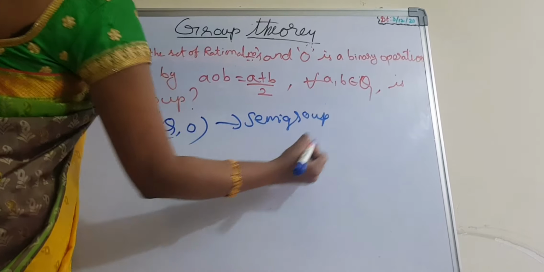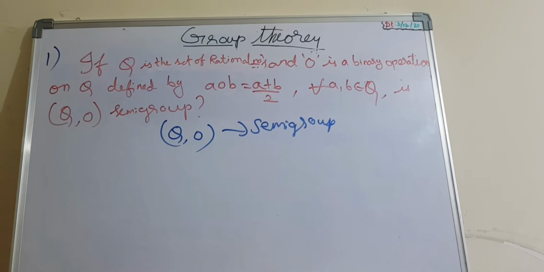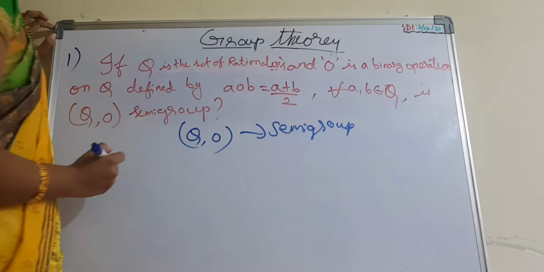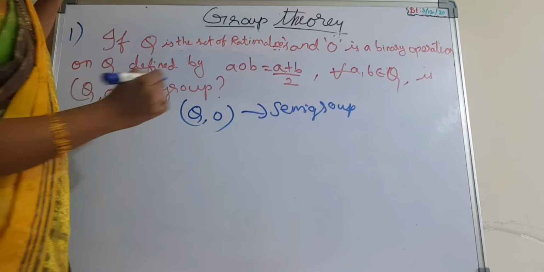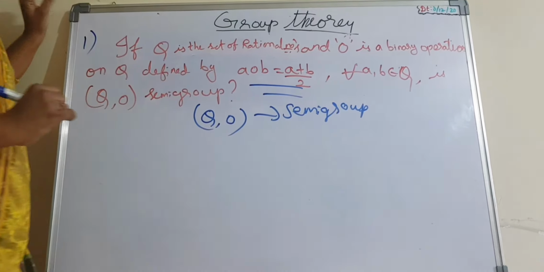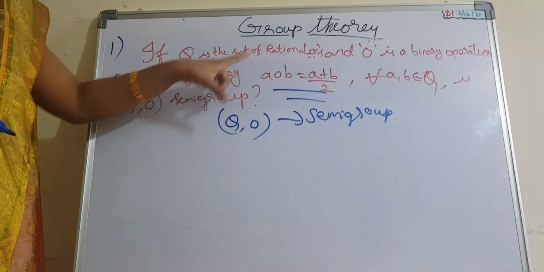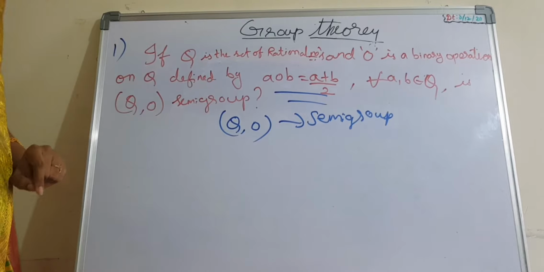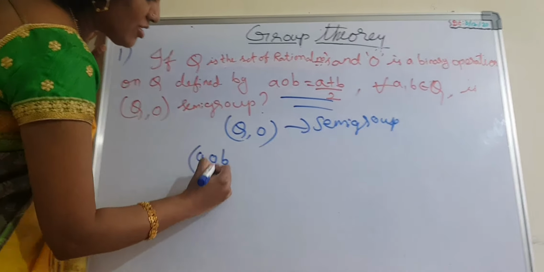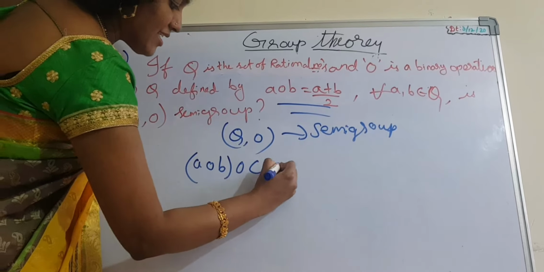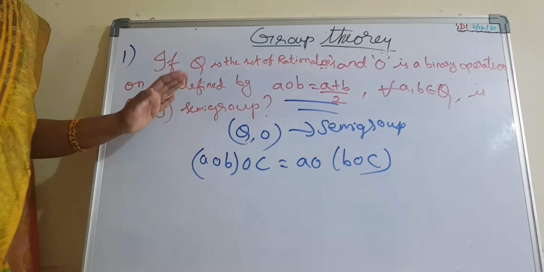We'll check it. For a semi group, what are the 2 conditions? One is closure and one is associative. First we'll see the closure property, and another one we can see is the associative property. Already here Q is the set of rational numbers, with respect to circle definitely it satisfies the closure property. We will see the associative property. Here, what is the associative property? (A circle B) circle C is equal to A circle (B circle C). This is the associative property.